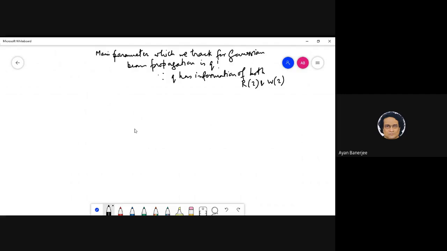This is the reason that the Gaussian beam propagation and its interaction with different optical elements is mapped out by changes in Q, because Q has information of both the radius of curvature and the waist. Okay? Clear?